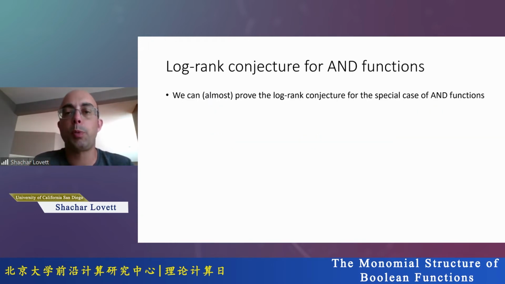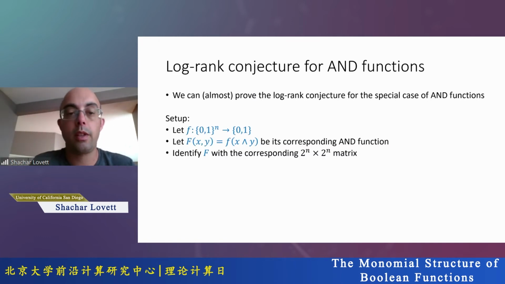So what can we prove? We can almost prove the log rank conjecture for this very special case of AND functions. So again, let me remind you of the setup. You start with an arbitrary Boolean function on n bits. You build a matrix we call capital F. Its rows x are in 0, 1 to the n. Its columns y are in 0, 1 to the n, and the xy entry is computed as follows. You take x and y, you get an n-bit value, and you apply the Boolean function small f on it. So it's a 2 to the n by 2 to the n matrix.